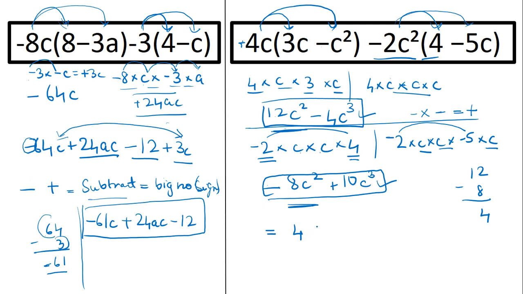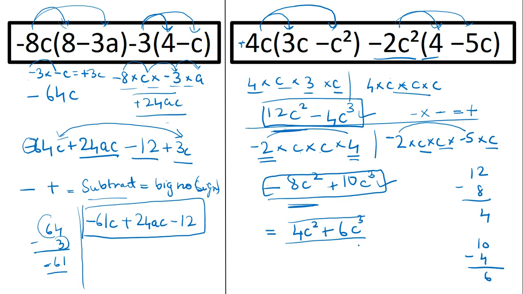So I have a 4c squared, and here I have a minus 4c cubed plus a 10c cubed, which means there's a negative and a positive. So again, I'm going to be subtracting, and then 10 minus 4 gives me a 6. And the sign of the bigger number, 10 has a positive sign, and 10 is my bigger number. So I take the positive sign, and 10 minus 4 was 6. So I write 6c cubed. So my answer becomes 4c squared plus 6c cubed. 4c to the power of 2 plus 6c to the power of 3.